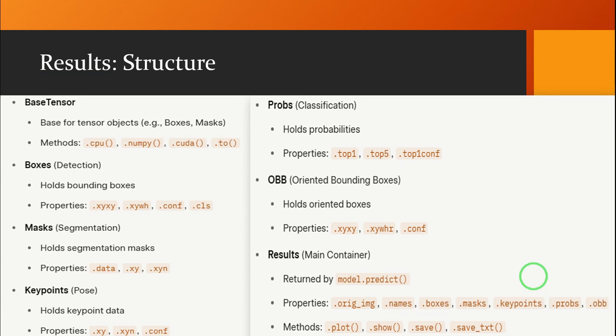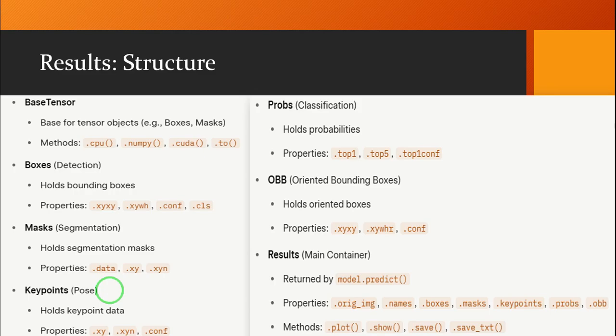The boxes class holds the bounding box data for detection, with properties like confidence and so on. Masks is for segmentation, with properties like data and xy, which are the mask pixels. These are the segmentation polygons, and keypoints are for pose detection. Probs holds the probabilities for classification, and for the oriented bounding boxes we have different values.